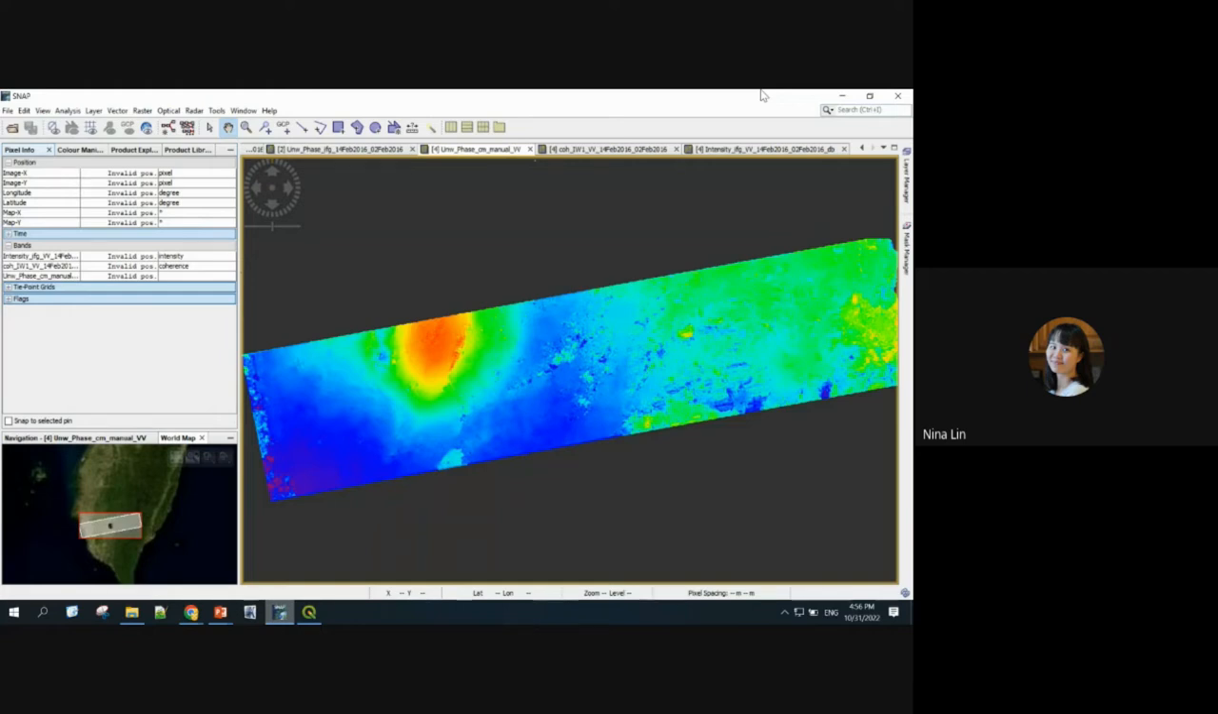If you are really aiming to do something fancy, such as time series analysis, I have to say that's probably another 3 to 5 day lecture, because it's more complicated than producing a single interferogram. So that's impossible to cover within a single session in this short course. If there are no further questions, then we will move on to another topic.